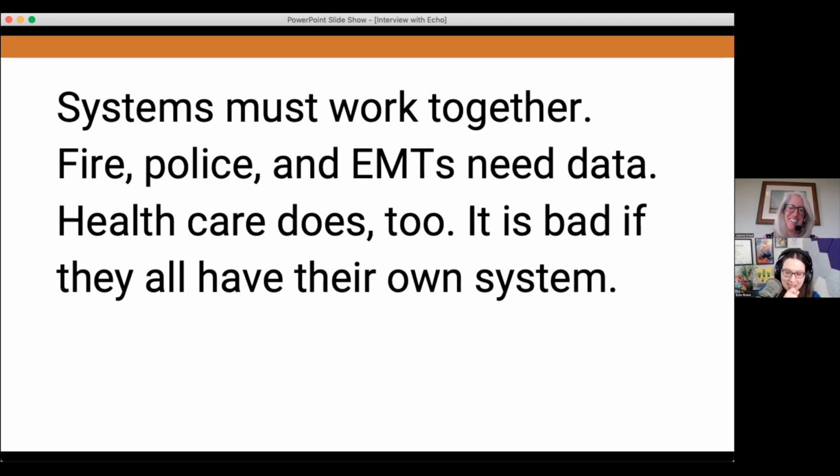What reading level is this? This again was a fourth grade, or it might have even been, no, it was fourth. All right. So this is fourth grade reading level. It passed. Systems must work together. Fire, police, and EMTs need data. Healthcare does too. It is bad if they all have their own system.